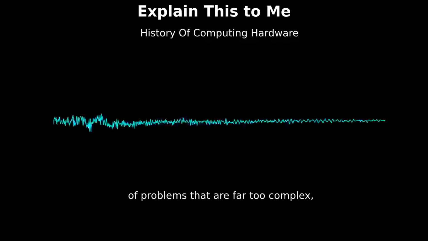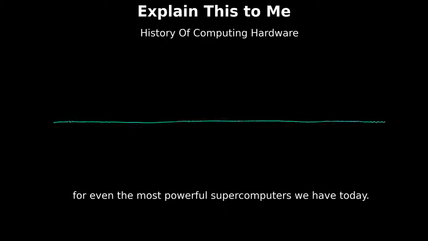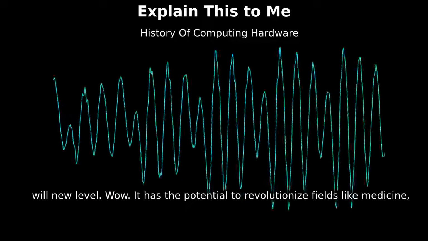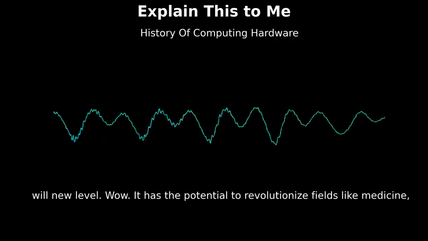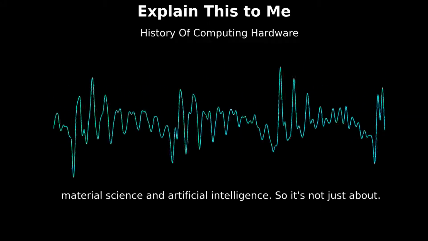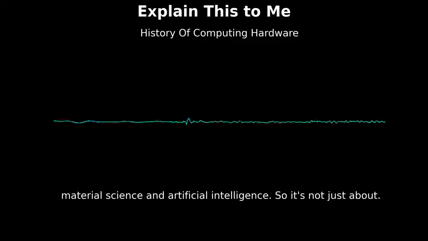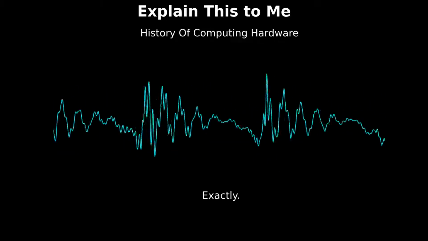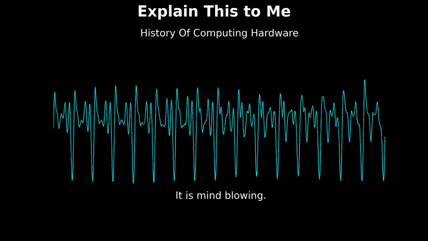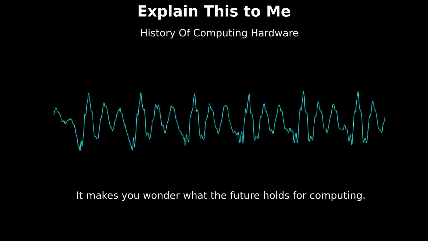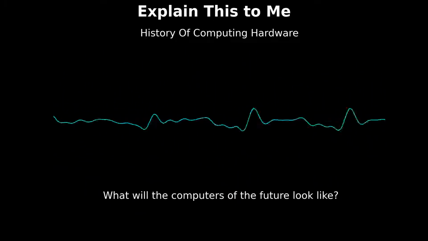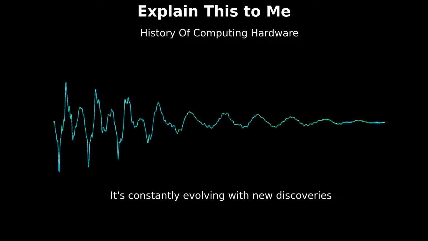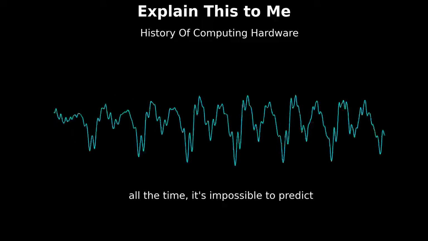So this is like a whole new level of computing power. It is a whole new level. Wow. It has the potential to revolutionize fields like medicine, material science, and artificial intelligence. So it's not just about making computers faster, it's about doing things that we can't even do today. Exactly. That's pretty mind-blowing. It makes you wonder what the future holds for computing. What will the computers of the future look like? What will they be able to do? That's the beauty of this field. It's constantly evolving, with new discoveries and innovations happening all the time. It's impossible to predict with certainty what the future holds, but it's sure to be an exciting journey.